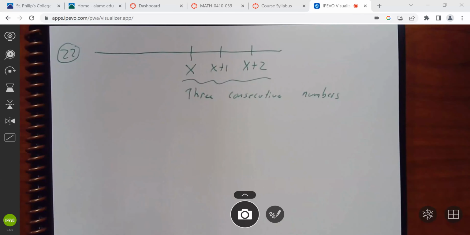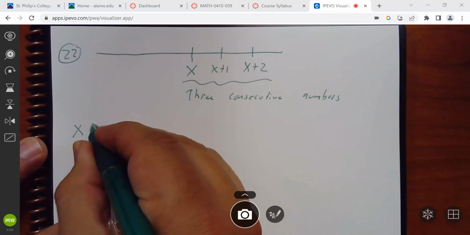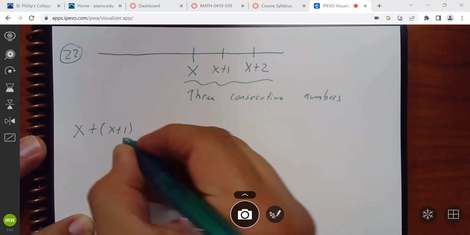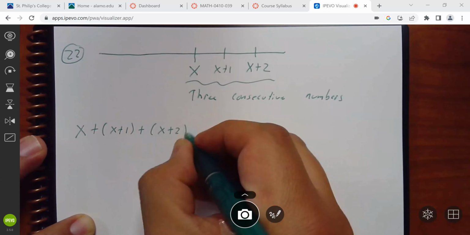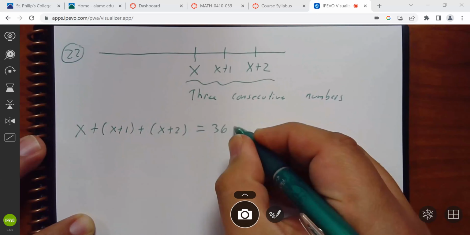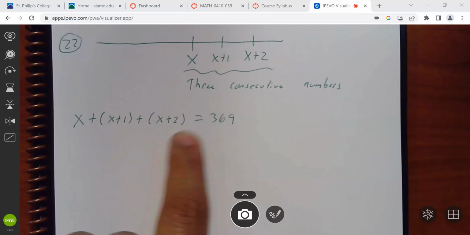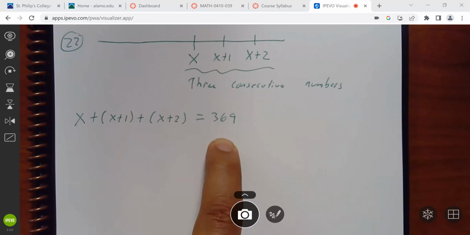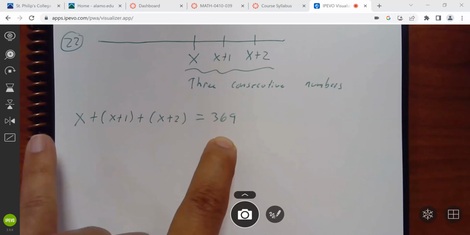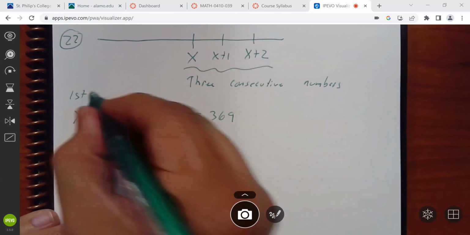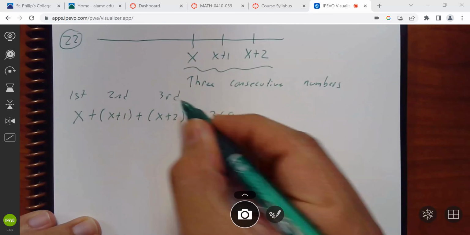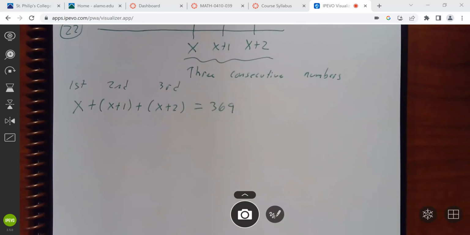So they said that the sum of these is 369. So add them together, because they said sum. These parentheses are unnecessary. They are for emphasis. So the first number plus the next consecutive plus the third consecutive totals 369. That's what they said. But now do algebra to figure out the first, second, and third. You understand how we set this up? That's the hard part. The solving is whatever. Does this setup make sense to you?